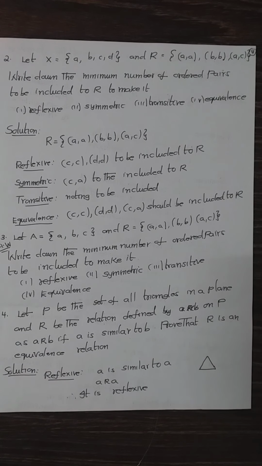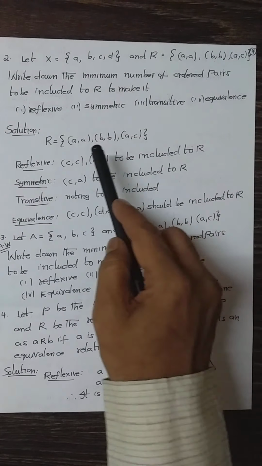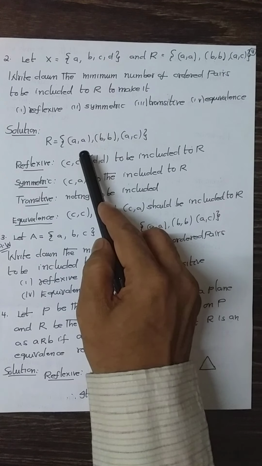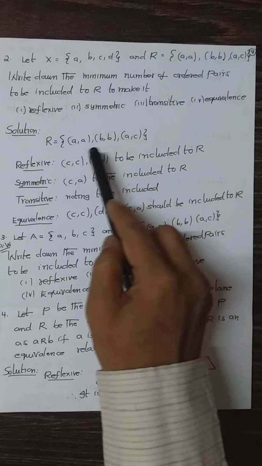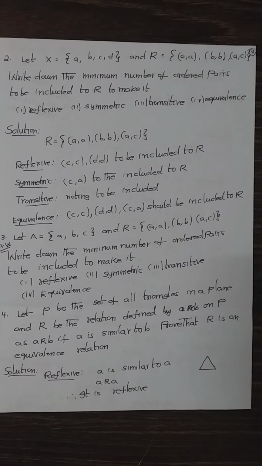If it is there, you should check. Otherwise not necessary. Okay, so (A,A) is there. Is there any element starting with A? (A,C) is there. So (A,C) is there. Okay, so for (B,B), nothing is there to check. By nature it is transitive. For (A,C), nothing is there to check. So nothing to be included to make it transitive. Already it is transitive.